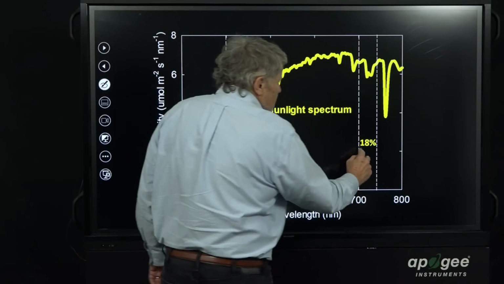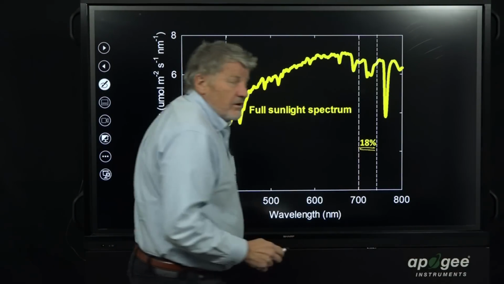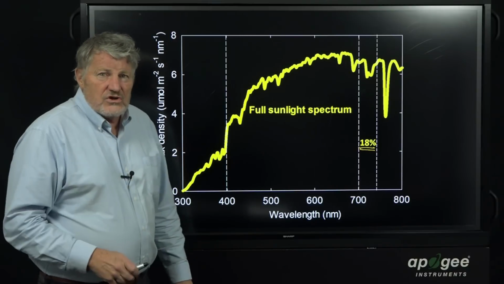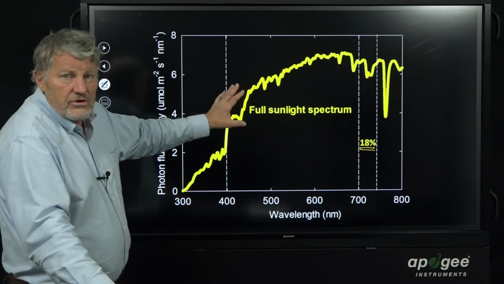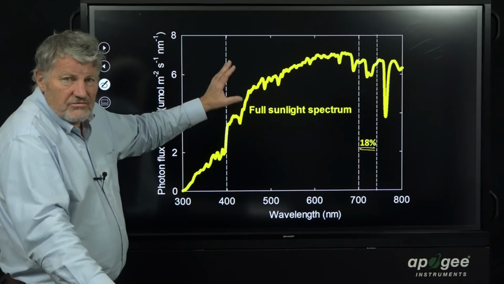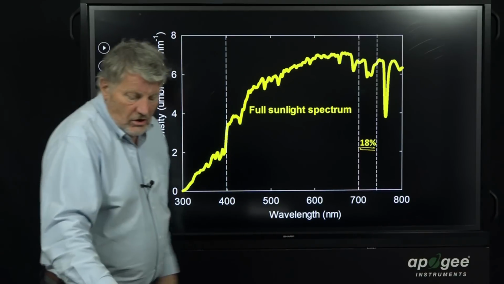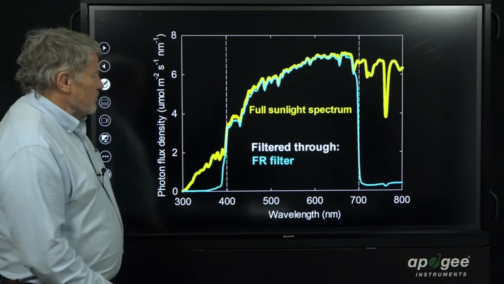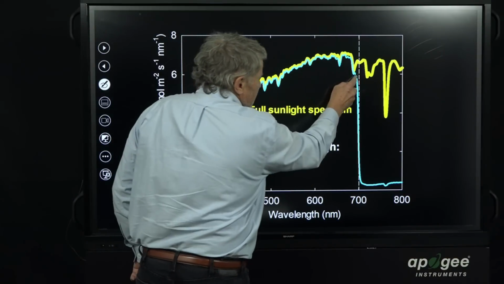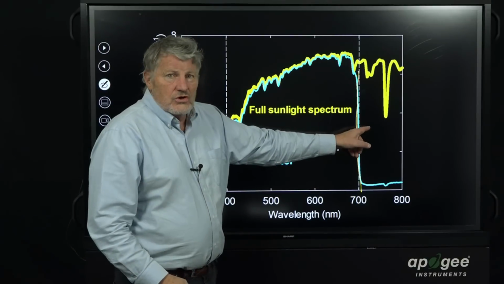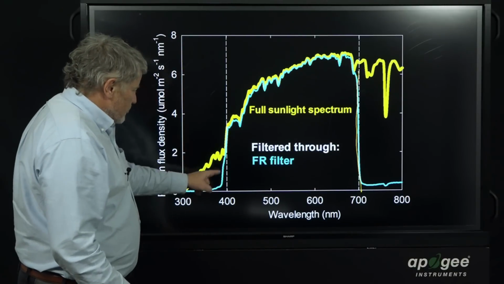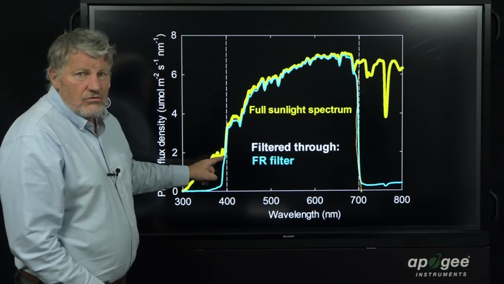Now, there's 18% photons out here, so that's what we're looking for, an 18% effect. To do this, we filtered the light, bought special filters that cut this off. And there's our filter, far red filter. It was a very nice filter, cuts this off cleanly at 700. These photons are gone. This filter also cut out the UV.